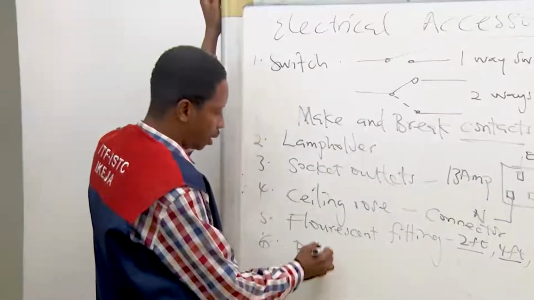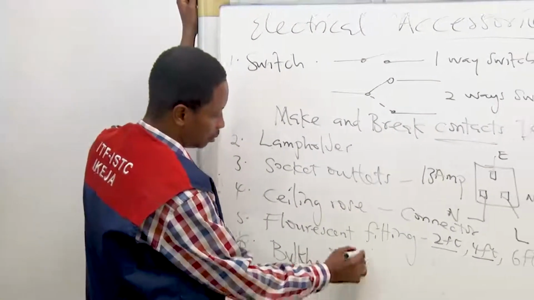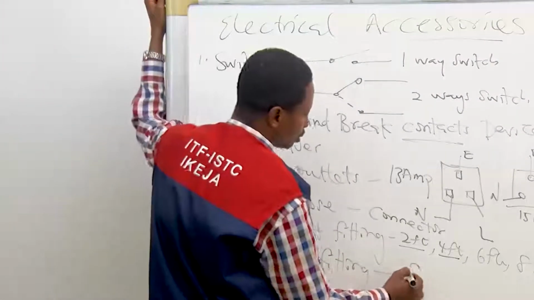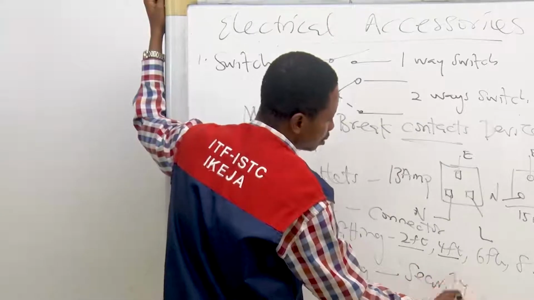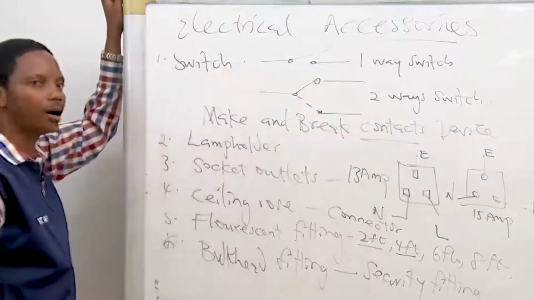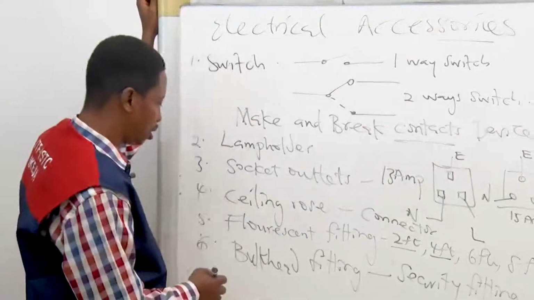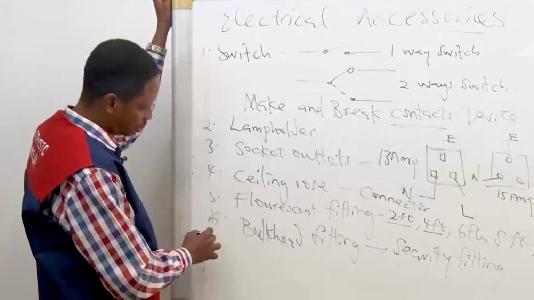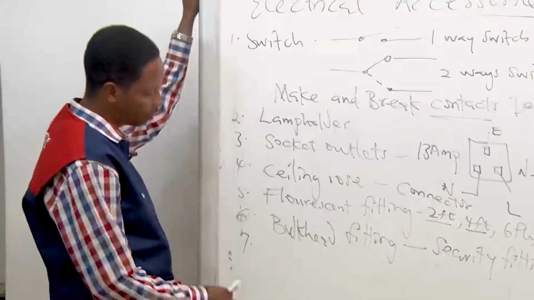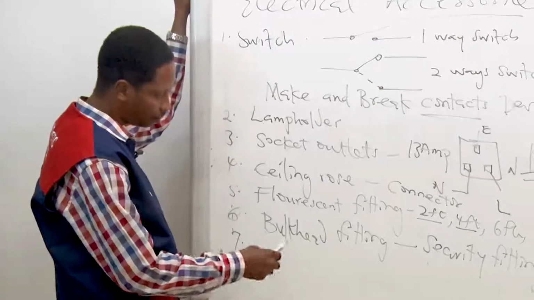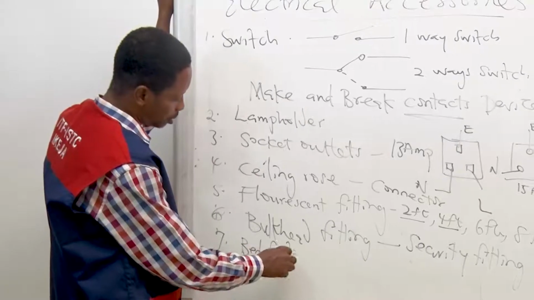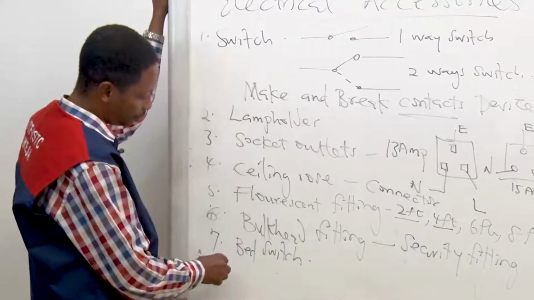We have bulkhead fittings. Bulkhead fittings are mostly used as security fittings because they are covered, so people will not have access to the bulb that is inside. So it's part of electrical accessories. We also have the bed switch, which is part of the accessories under switch. I have 8.